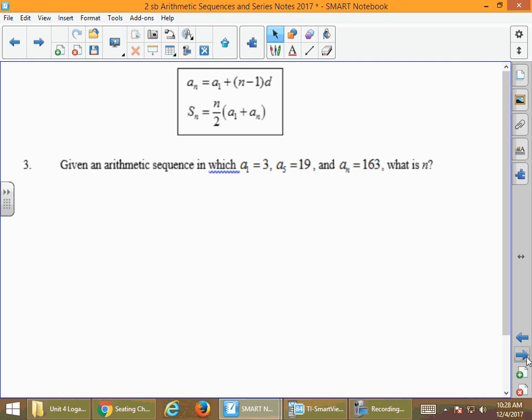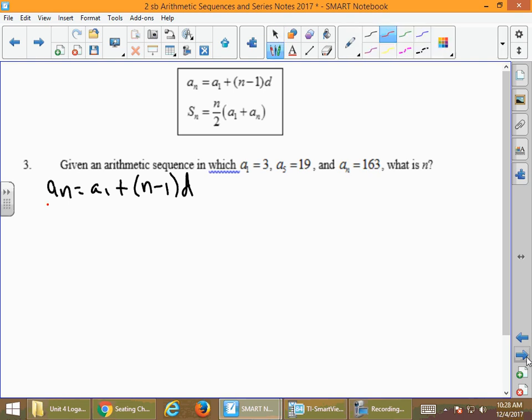So we go back to our first formula, the a sub n equals a sub 1 plus n minus 1 times d. And let's fill in what we know. Well, we know a sub n is 163. We know a sub 1 is 3. But we don't know what n is.